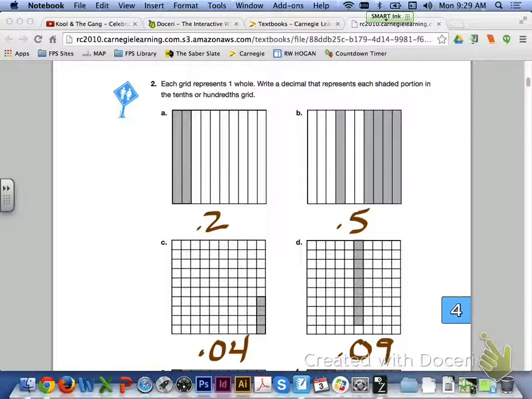So let's take a look at A through D. For letter A, you should have had 2/10 for your answer. Letter B, 5/10. Letter C, 4 hundredths. And letter D, 9 hundredths.